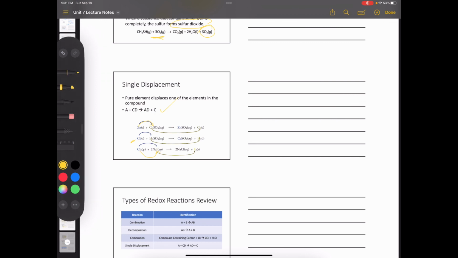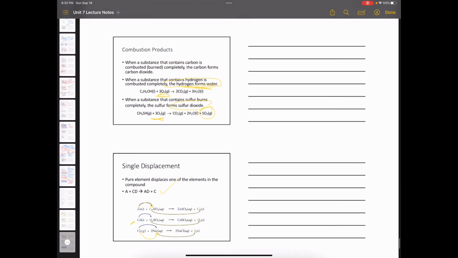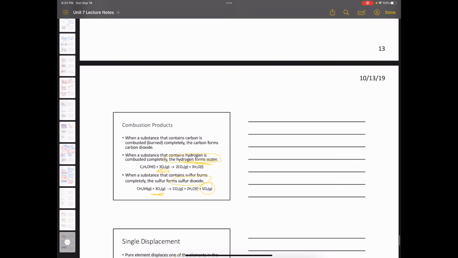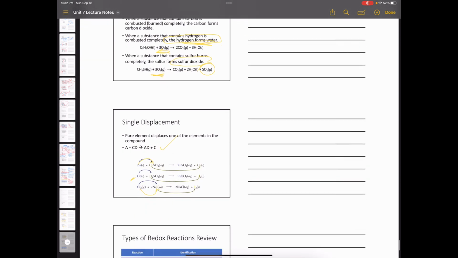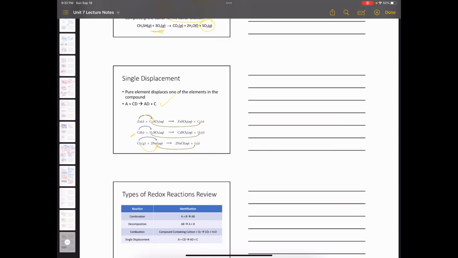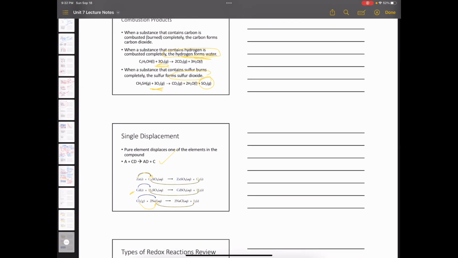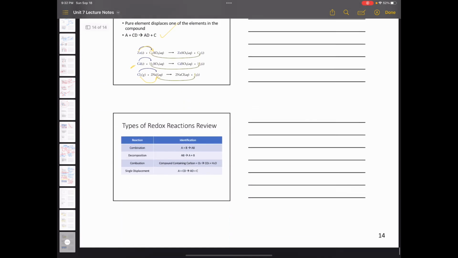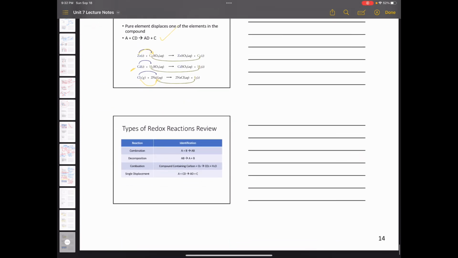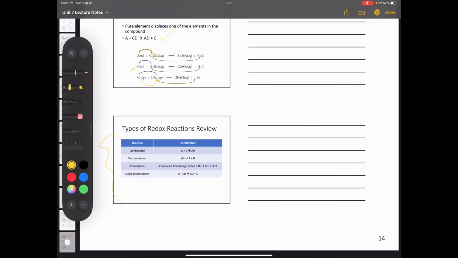Okay, so in the exam, I might give you some equations, different types of redox reaction, and I would expect you to label which one is the single displacement, which one is the combustion, which one is the decomposition, which one is the combination reaction, and so on and so forth. So these are the formulas for the types of redox reactions.